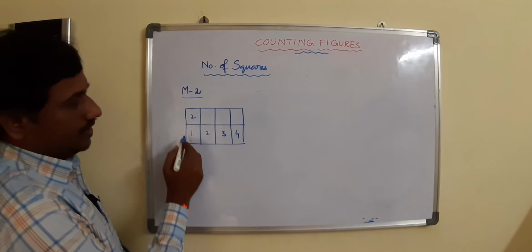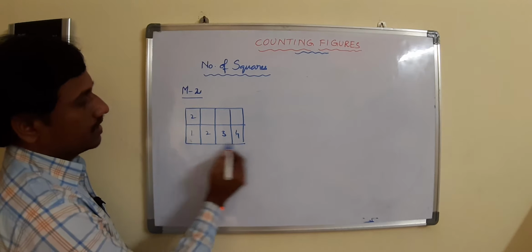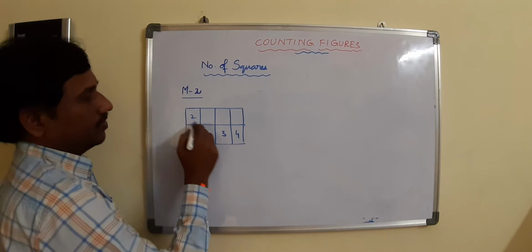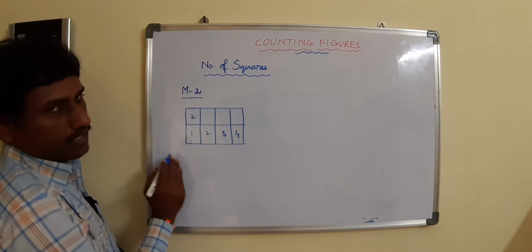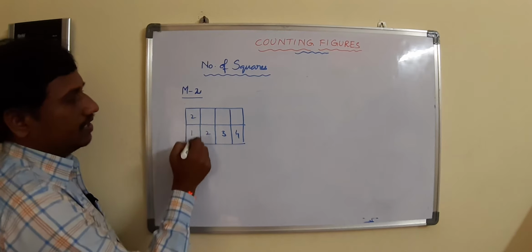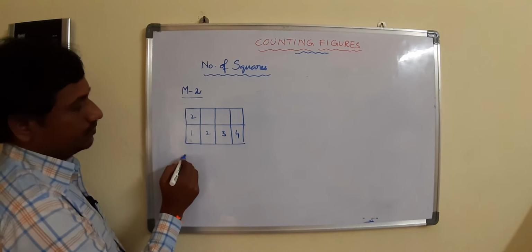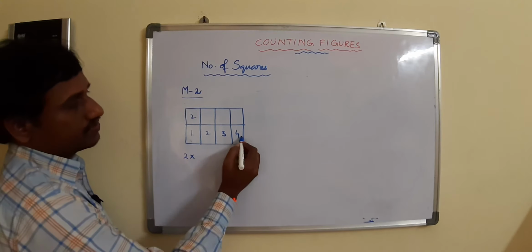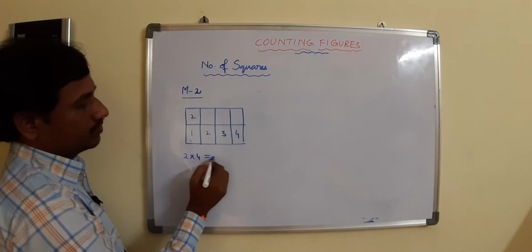Now whenever we are not having equal number of squares horizontally and vertically, simply take the product of highest number in column wise and highest number in row wise. That means column wise how many squares total we are having? 2. 2 into, and row wise how many squares total we are having? 4. 2 into 4, 8.